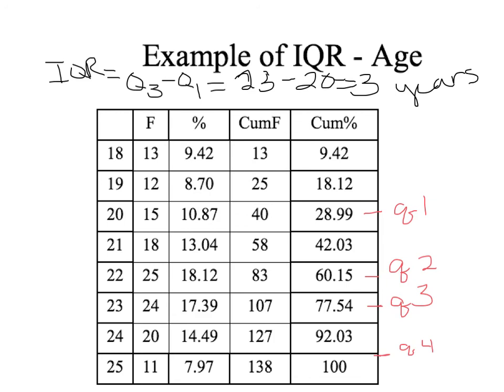So the way that we would interpret this is we would say that the middle 50% of respondents range in age from 20 to 23. You could also say that the middle 50% of respondents are within 3 years of each other, or the interquartile range is 3 years, indicating that the distribution is not very widely spread out. So that's how you would interpret the range and interquartile range.